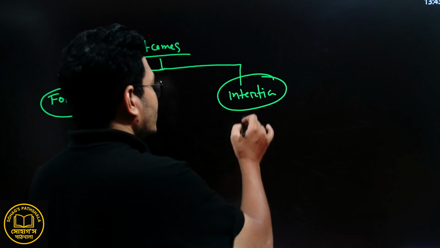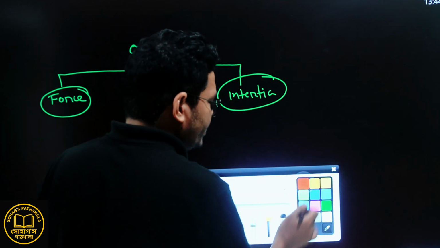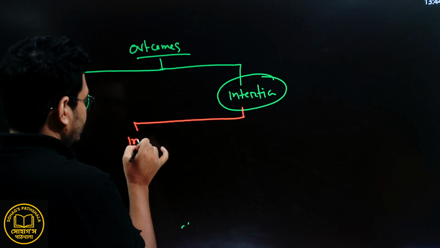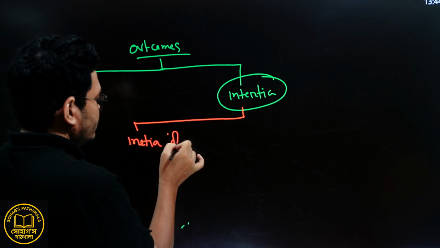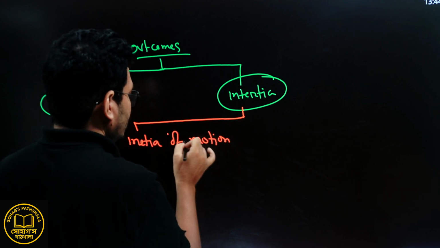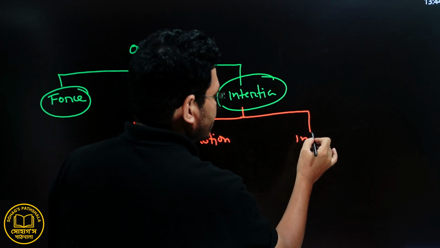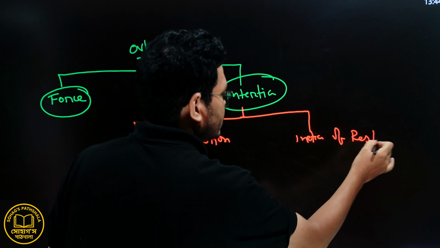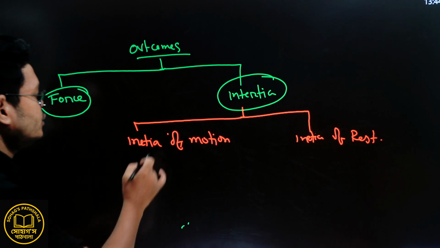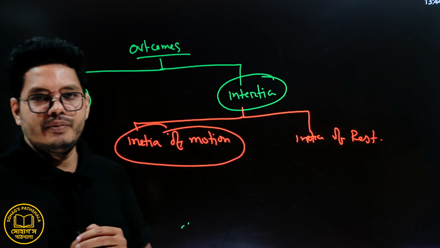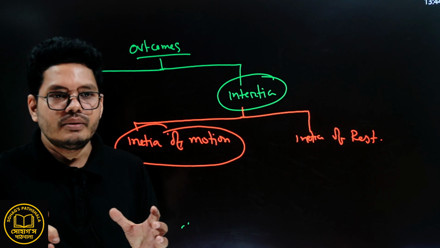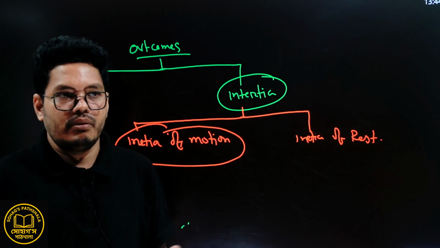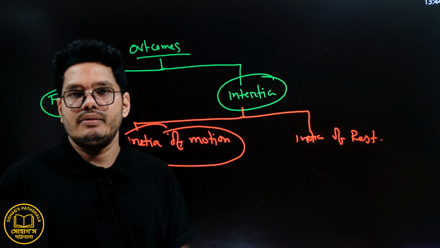And there are two types of inertia, and we experience them in our daily life. For example, inertia of motion. Another one is inertia of rest. Okay, what is that? Inertia of motion first. How do we experience it? For example, when you sit on a bus, or maybe a private car, or a train, whatever, what happens?